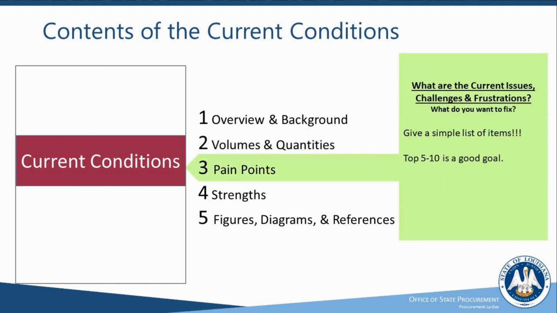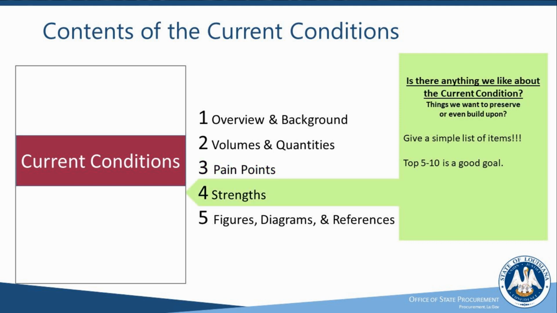Number 3 in the current conditions is your pain points. So this is a place to describe what are the challenges, the issues, the frustrations with the current state environment. In other words, what should this project be fixing once it is complete? What do we want to address? Now, give a simple list of items here. Does not have to be complex. The top 5 to 10 items are probably a good enough goal. And this is something that should fit on a single page. Bullet points are fine. Just list them out 1 through 10 or however many you have.